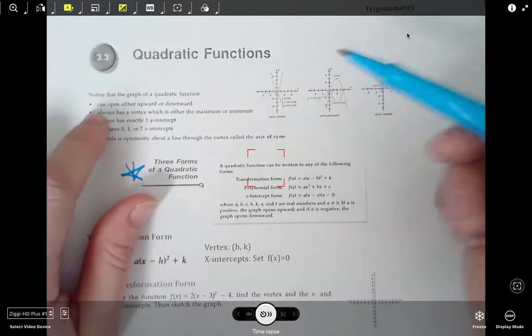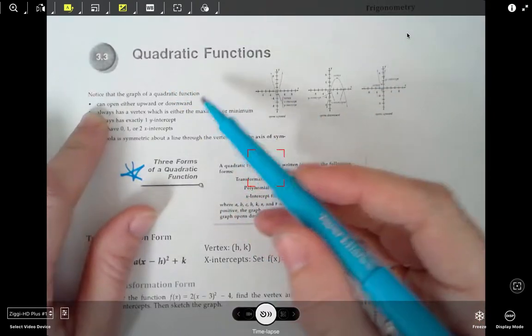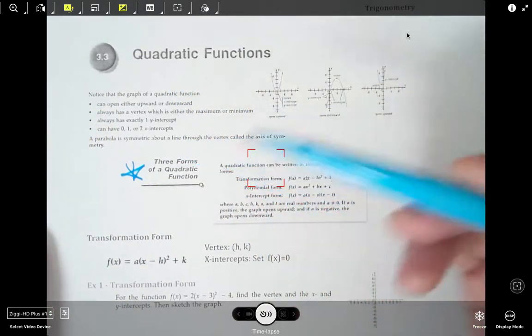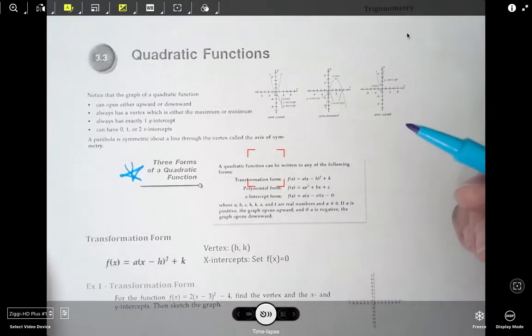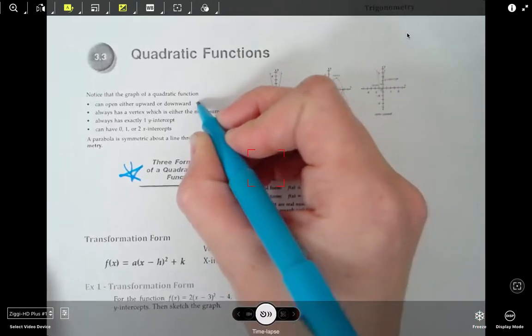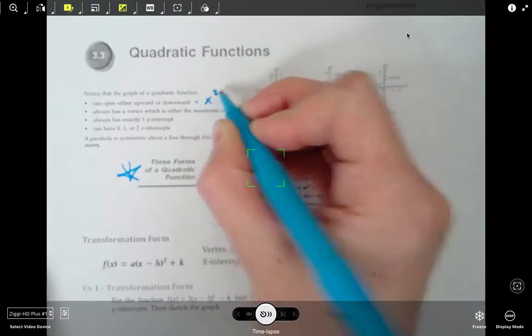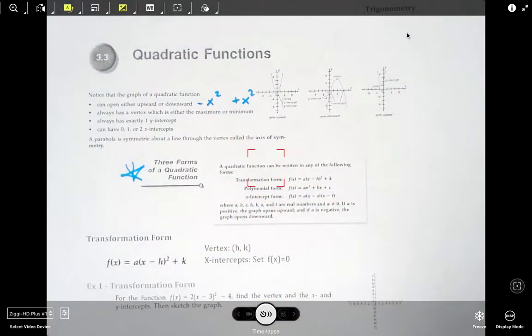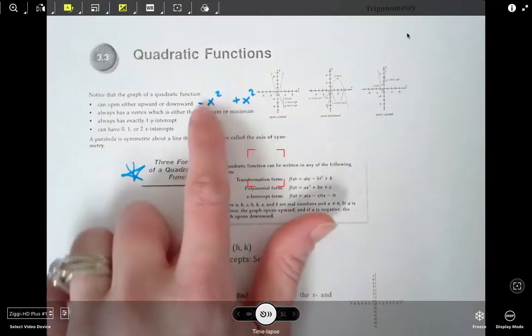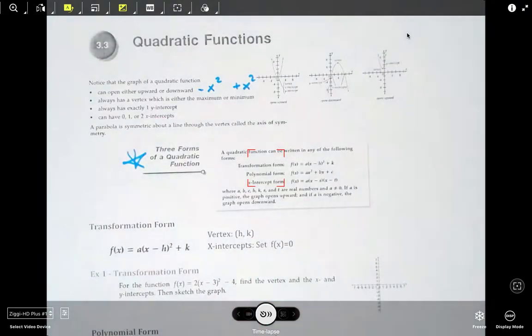Let's do this first. Notice the graph of a quadratic function can open either up or down, okay? That depends upon whether the x squared is negative or positive, whether it's opening up or opening down, right? Now there could be a number in between those, like negative 4x squared, but that's going to tell you whether it's up or down.